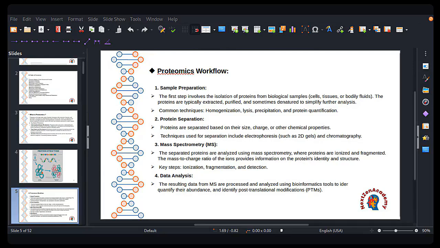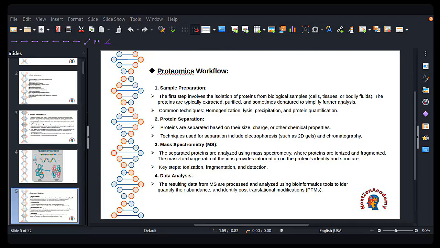The separated proteins are analyzed using mass spectrometry. In mass spectrometry, the molecules are separated on the basis of their mass-to-charge ratio, right? The mass-to-charge ratio of the ions provides information on the protein's identity and structure. Then, what are the key steps? Ionization, fragmentation, and detection, right?